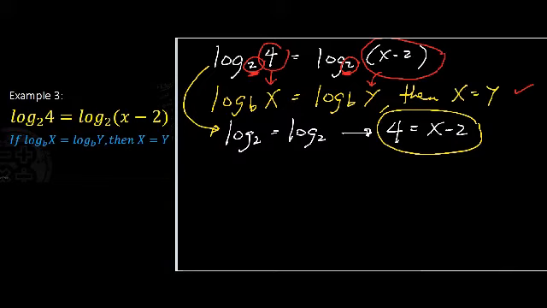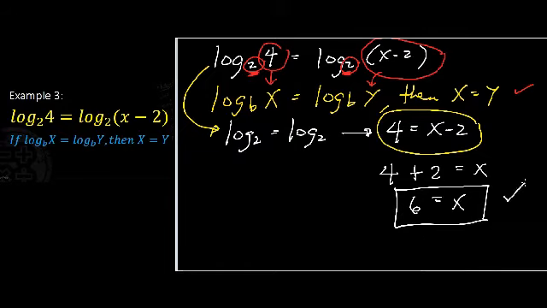So, simple na lang. Pag nakuha mo na equation, madali na. So, that will be 4. Lilipat lang yung negative 2. So, that will be plus 2 is equal to x. So, tapos ang usapan, 6 is equal to x. So, x is equal to 6.